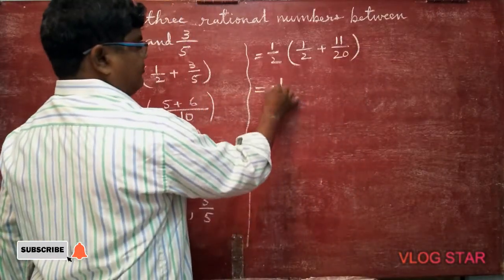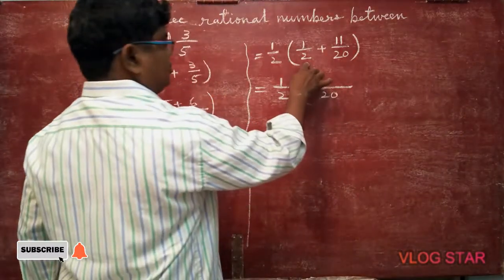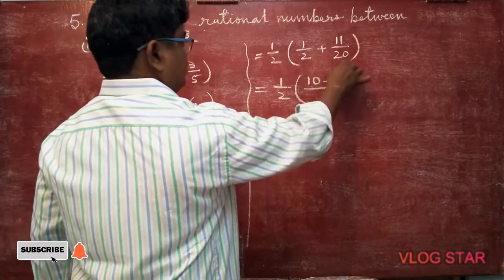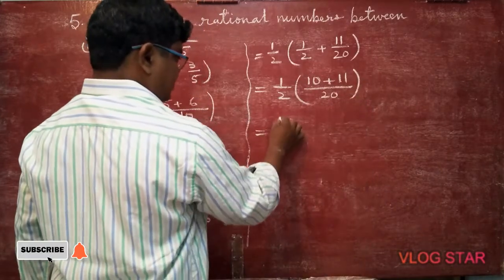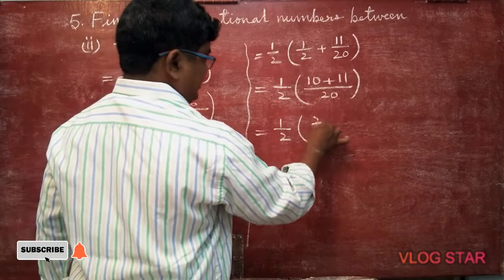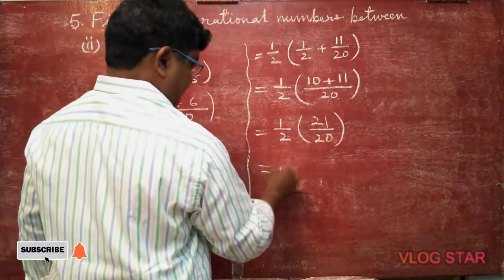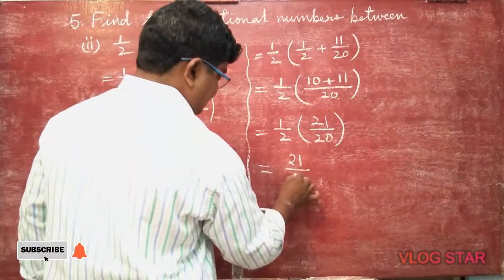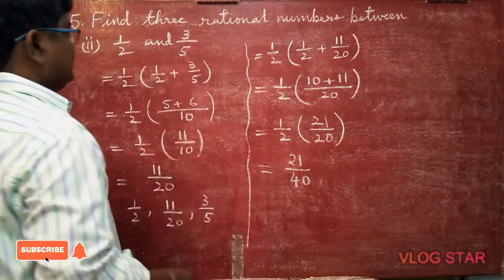That is equal to half of, 20 is the LCM. For 2 and 20, 20 is the LCM. 2 goes 10 times, 1 tens are 10, plus 20 goes in 20 1 time, 1 elevens are 11. That is equal to 1 by 2 into 10 plus 11 is 21 by 20. Now multiply. 1 twos are 2, 1 is 21, 2 20s are 40.